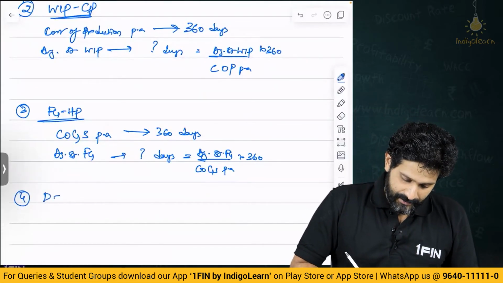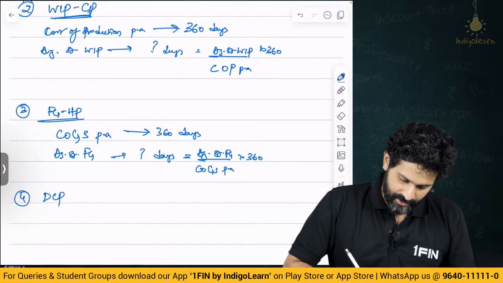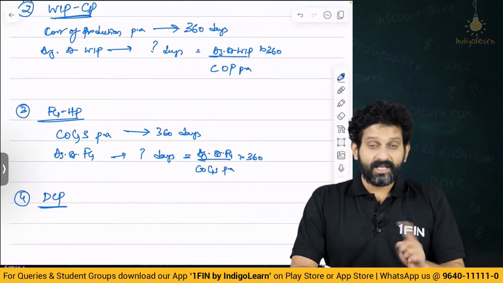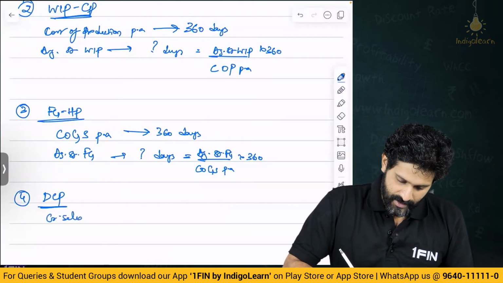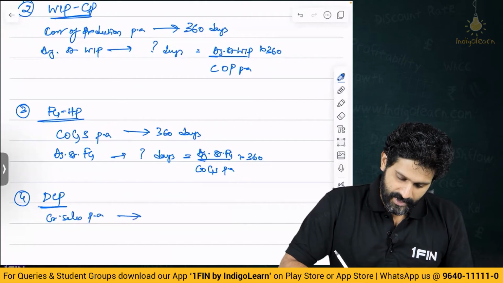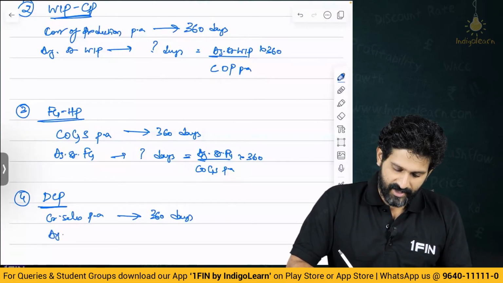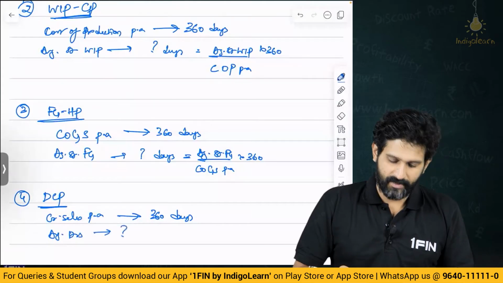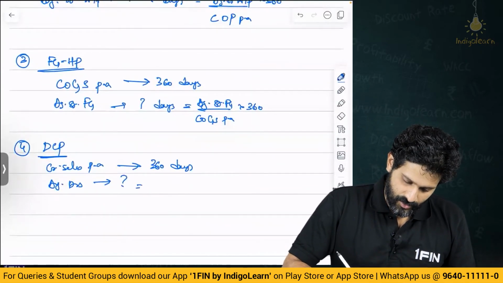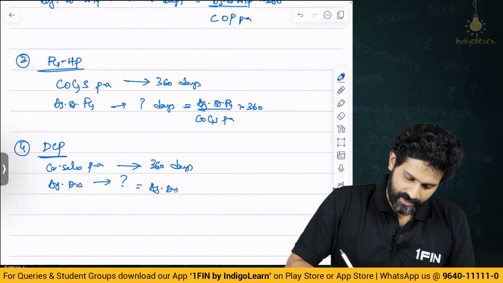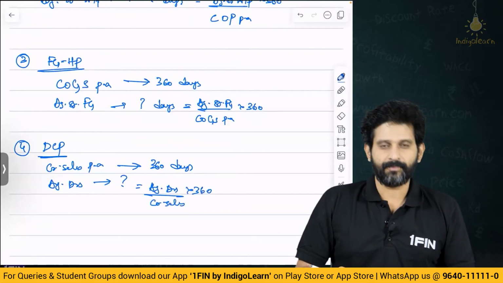Then debt collection period. Now, debt collection period is based on what? Credit sales per annum. That is 360 days. Then, for average debtors, what will be the duration? That is equal to average debtors divided by credit sales into 360.